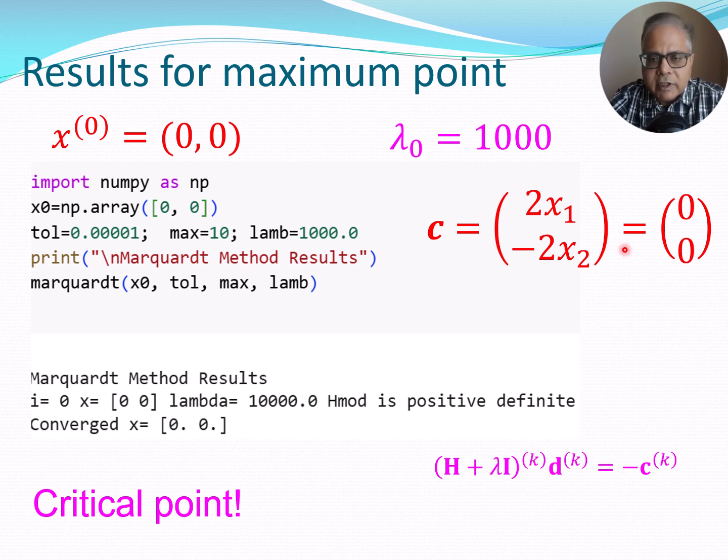Now do remember that at this point, since the gradient vector is 0, the new search direction is simply going to be 0. So as far as x is concerned, when we say x is x plus d, it's still going to be x.